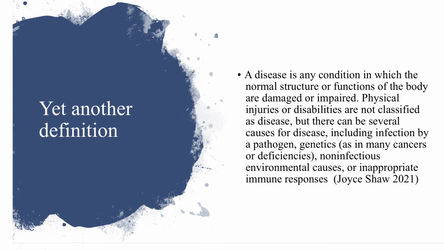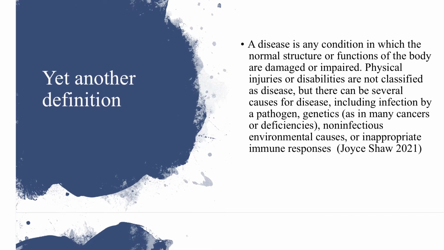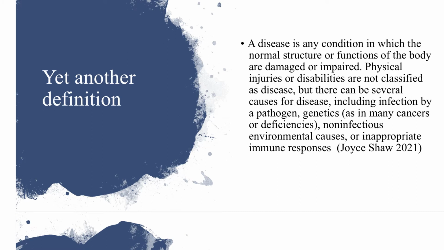In your ebook, Professor Shaw has found a definition. A disease is any condition in which the normal structure or functions of the body are damaged or impaired. Physical injuries or disabilities are not classified as a disease, but there can be several causes for disease, including infection by a pathogen such as a virus or a bacteria, genetics that are non-inheritable such as cancer, genetics that are inheritable such as sickle cell anemia, non-infectious environmental causes such as lead exposure, or inappropriate immune responses when one is immunocompromised.